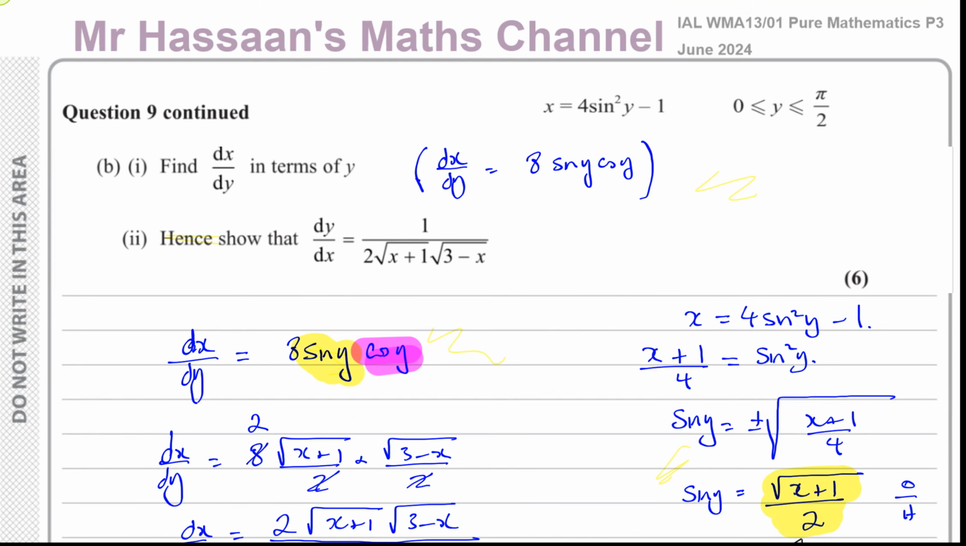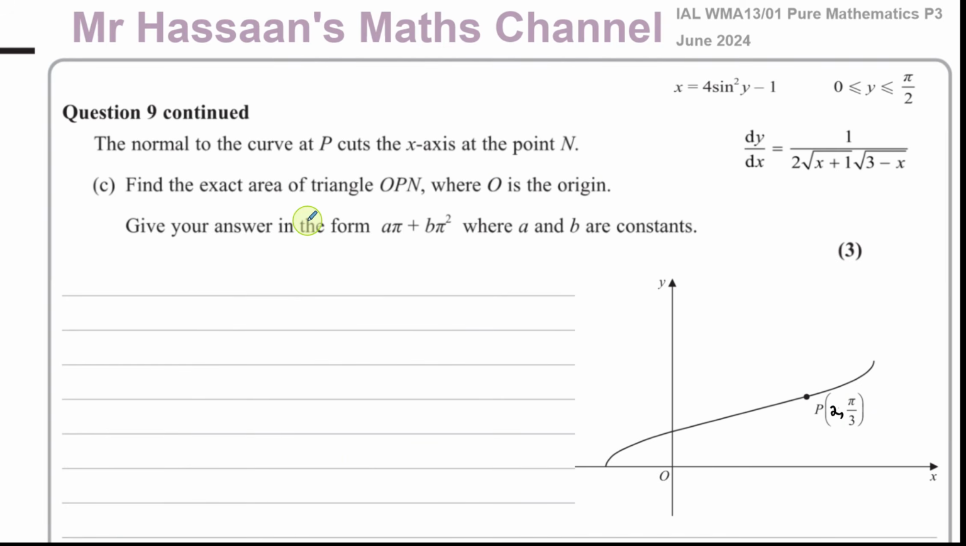And now we're going to move on to part C. It says the normal to the curve at P cuts the x-axis at the point N. Find the exact area of the triangle OPN, where O is the origin. Give your answer in the form A pi plus B pi squared, where A and B are constants.